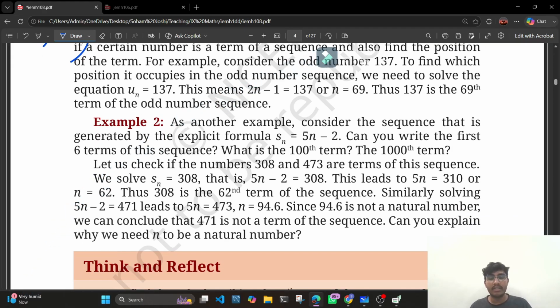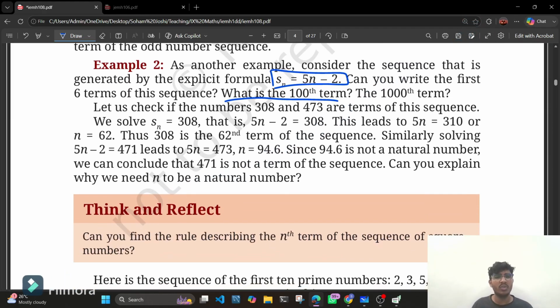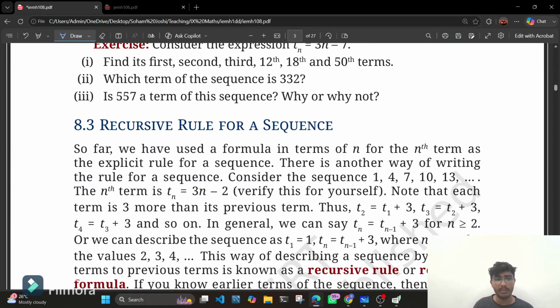We can get any sequence depending on the explicit rule. So you can refer to this sequence also. To find the 100th term, we need to put n is equal to 100. As we put n is equal to 100, I'll get 5 times 100, 500 minus 2, that is 498. It must be somewhere over here. Okay, so this is how we use the explicit rule for the nth term of a sequence.